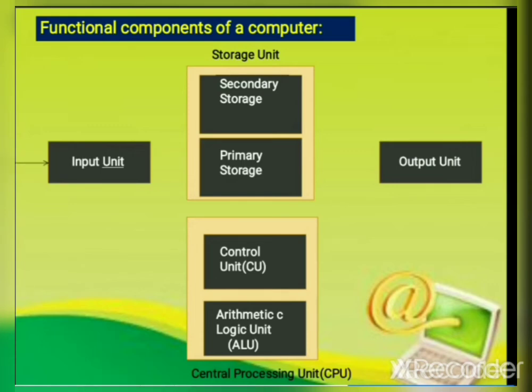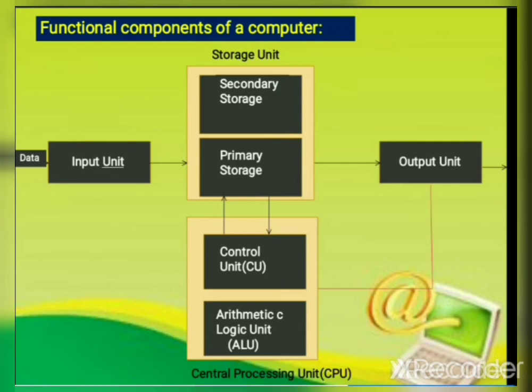So how does this input unit work? Through the input devices, it allows us to enter the data into the computer. We can send the data in the form of numbers, letters, pictures, and so on. So input devices are keyboard, mouse, scanner, webcam, joystick. So these are the input devices. Through these devices, we send the data into the computer.